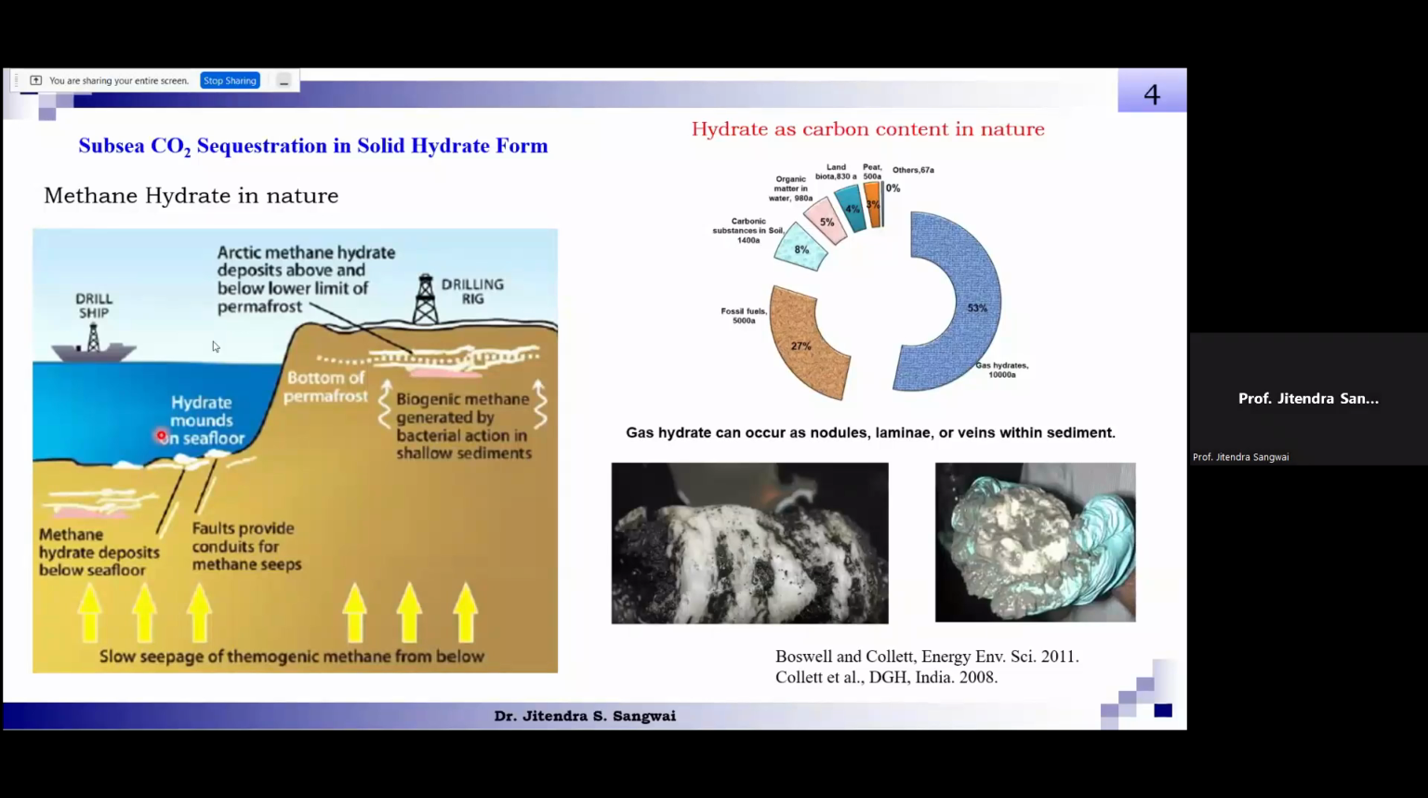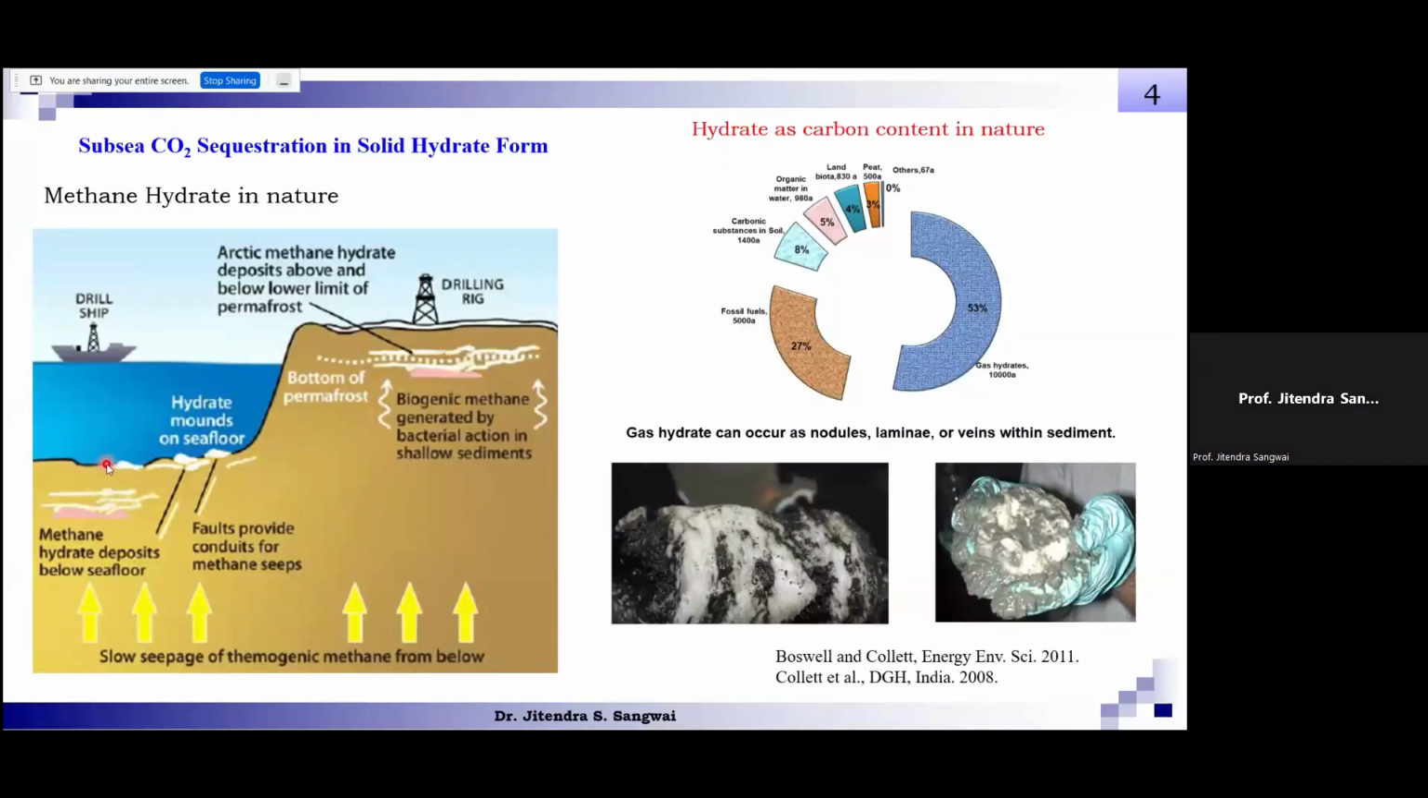What Mother Nature has done is capture that methane in the form of solid hydrate. You can see how they look, right? So gas hydrate accumulation, which is primarily natural gas, which is methane, has been there worldwide in all the oceans.